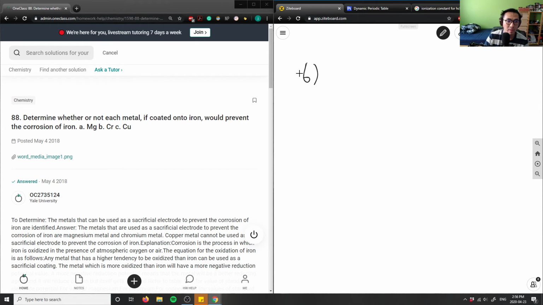But it says determine whether or not each metal, if coated onto iron, would prevent the corrosion of iron. So again, I believe I've done this question before, or I've seen this as well. Cu. So if coated on iron, which is Fe, would it prevent the corrosion of iron? So if I coat magnesium onto iron, would it corrode? If I coat chromium onto iron, would it corrode? And if I coat copper onto iron, would it corrode?